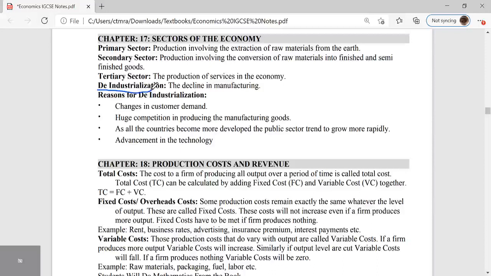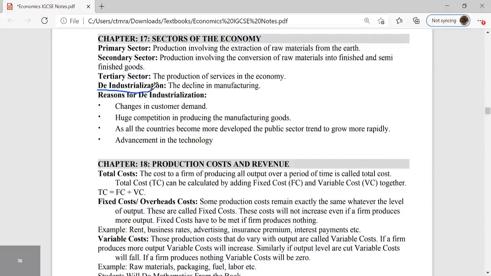Okay, so what's happening actually is that the developed countries are now focusing more on production of services, and they are shifting all their manufacturing plants to developing countries like Bangladesh, India, China, Sri Lanka, Vietnam, these countries. Okay, so what's happening is the deindustrialization. So manufacturing is falling in developed countries. Okay. And the service sector is improving. So this trend is known as deindustrialization.